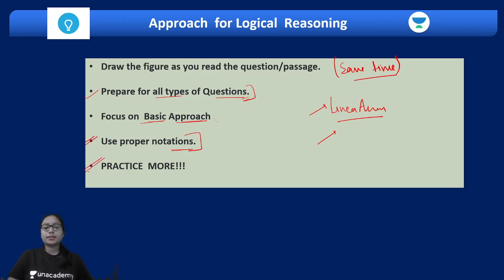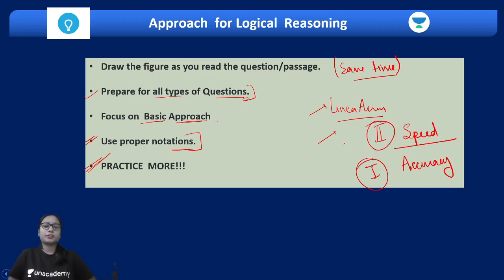And practice, practice, practice. The more you practice, the more questions you'll be able to solve properly, solve correctly, and in lesser amount of time. So basically you need to work on your speed and accuracy, both. The first step is your accuracy. First work on your accuracy, then you can move towards the speed part of it. I hope I'm clear with this.